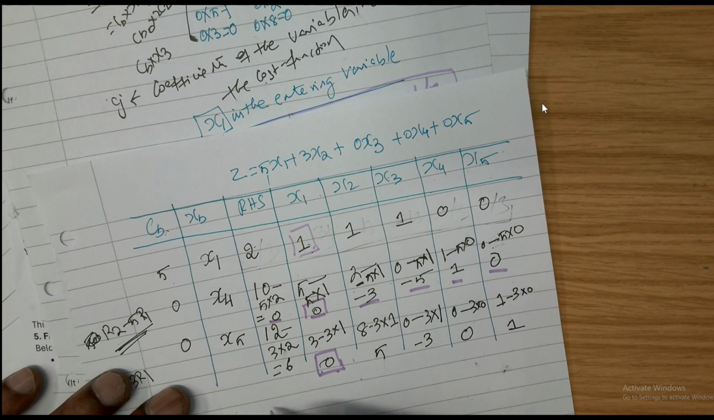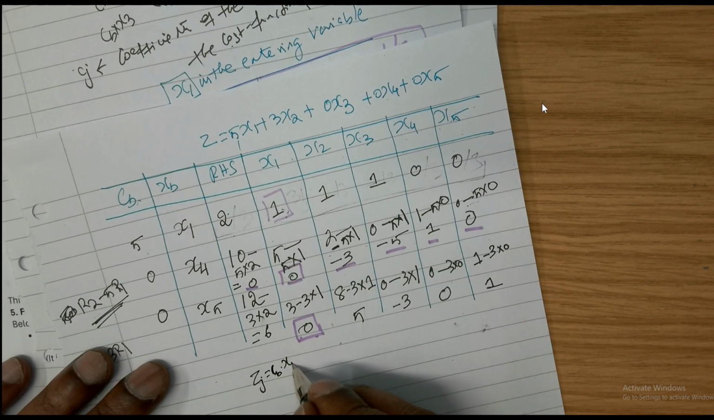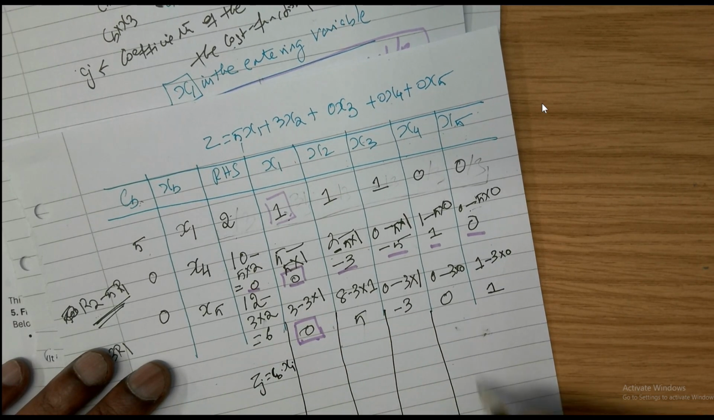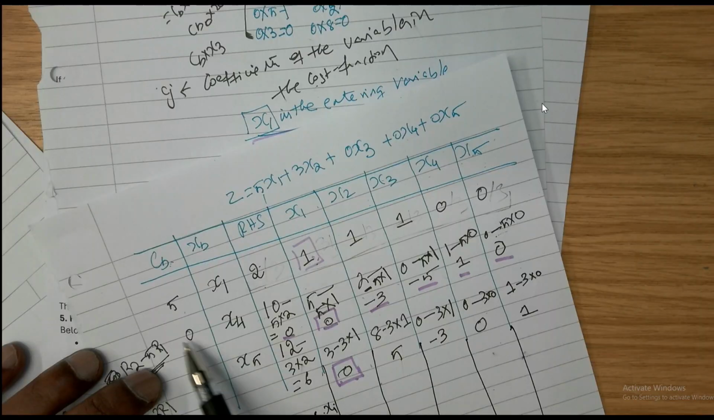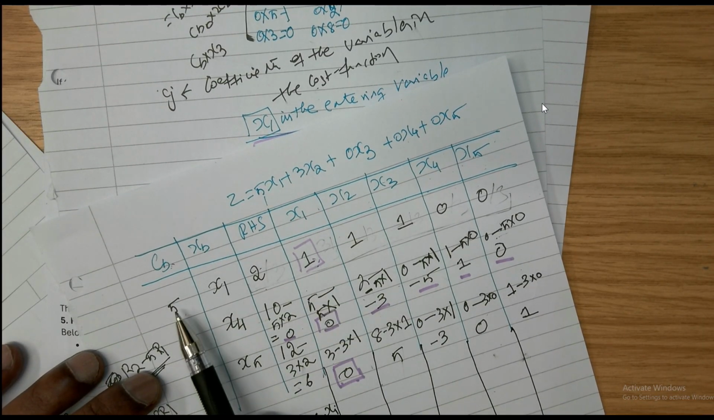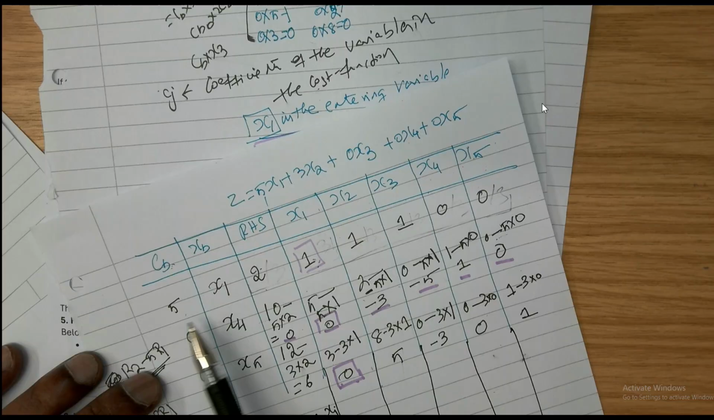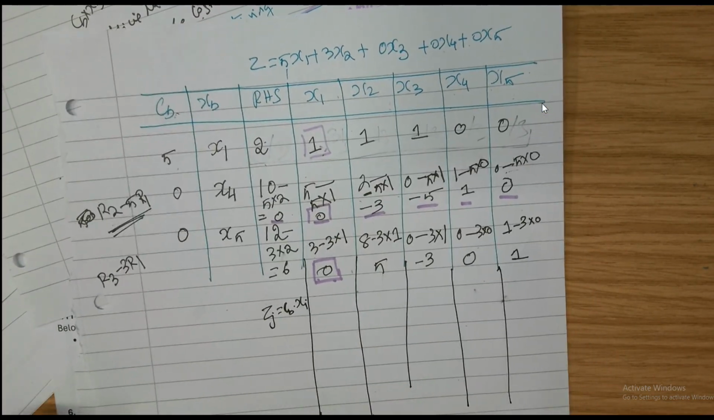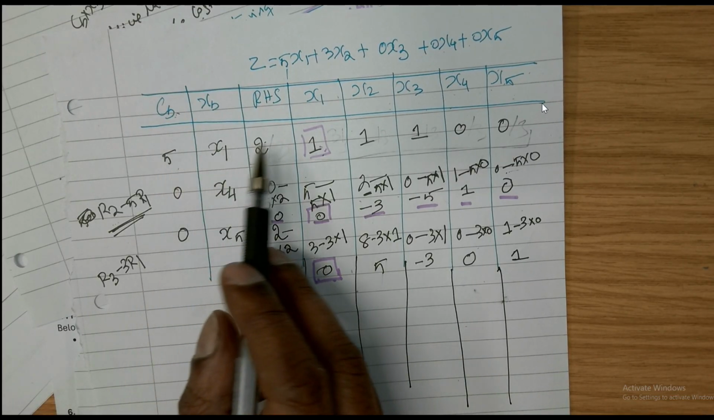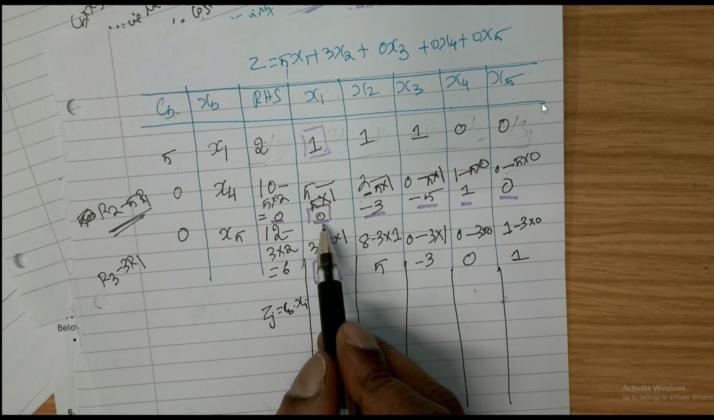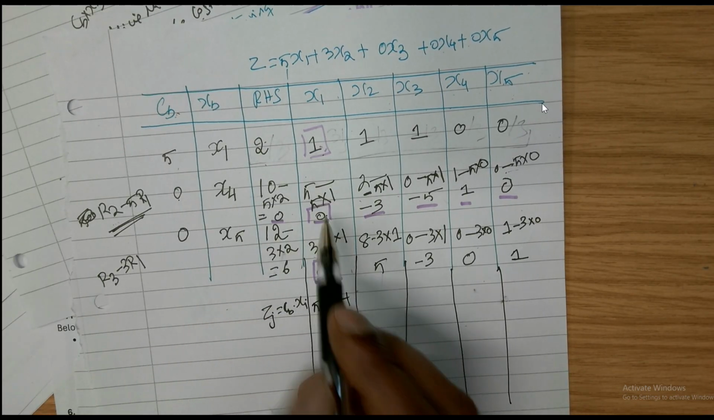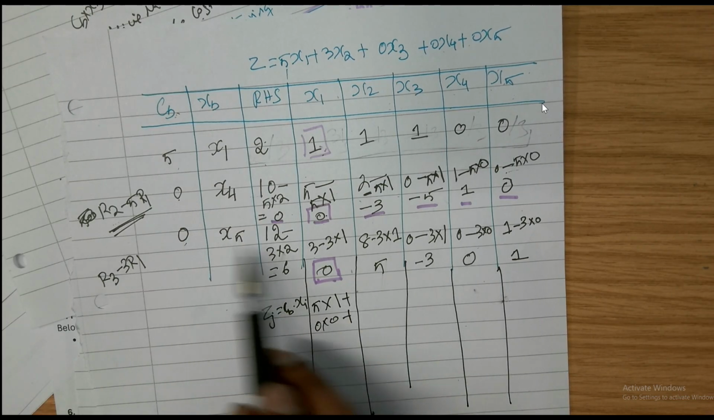So now we have to calculate Zj, which is Cb dot x of i, isn't it? So let's calculate it. You have to multiply Cb by x1, Cb by x2, Cb by x3, Cb by x4, and Cb by x5. So let's do that. 5 multiplied by 1 plus 0 multiplied by 0 plus 0 multiplied by 0.